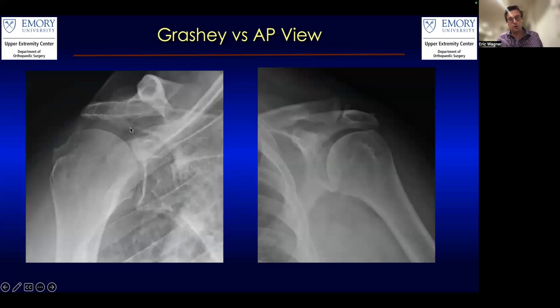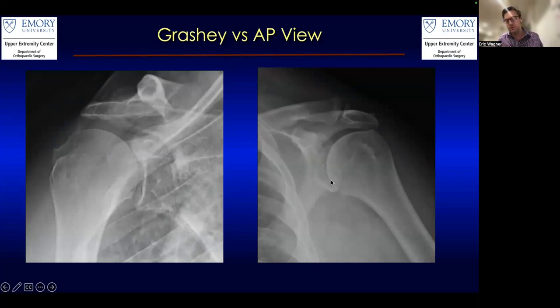And this is showing you a Grashey view. Once again, the circle here, this coming around here, versus an AP view where you can really see the AC joint right here, but you can't really see the acromion or the coracoid. This is your coracoid that sticks out here, and you can't see the joint at all. So you can see AP views really aren't useful, right?